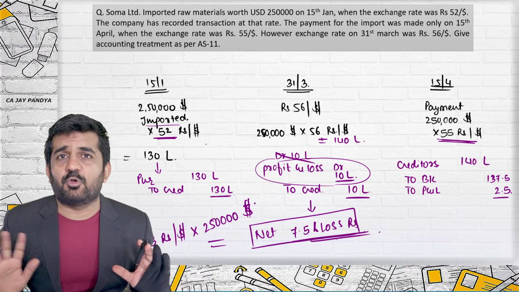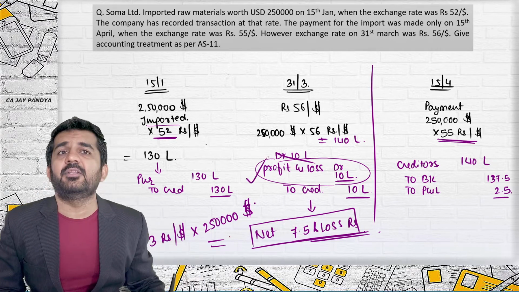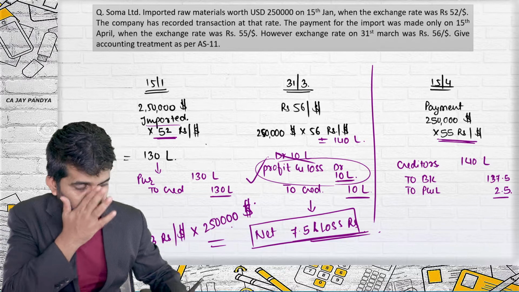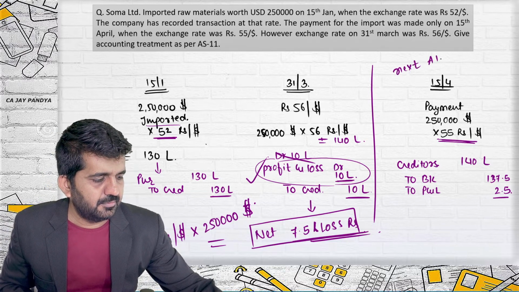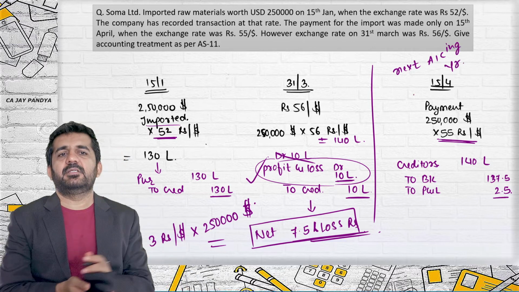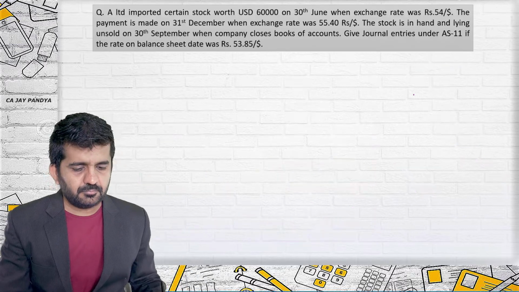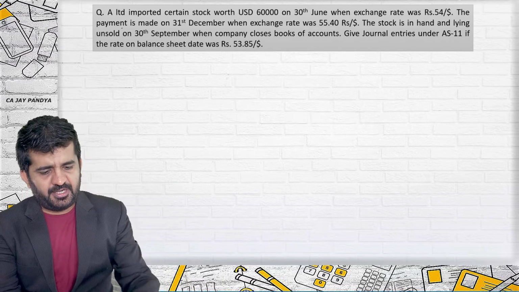Net loss is never recorded in books of accounts because this loss will be shown as of 31st March, that is on the balance sheet. Is it all right? And this will be the next accounting year. Next is also something related to a journal entry.